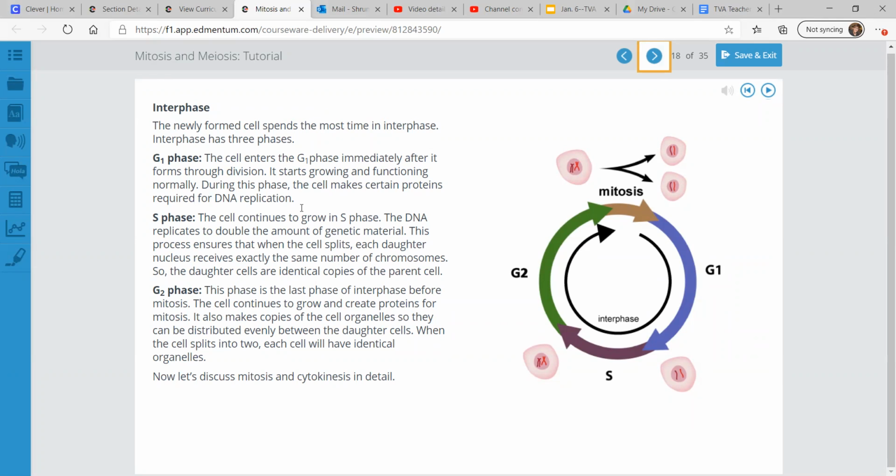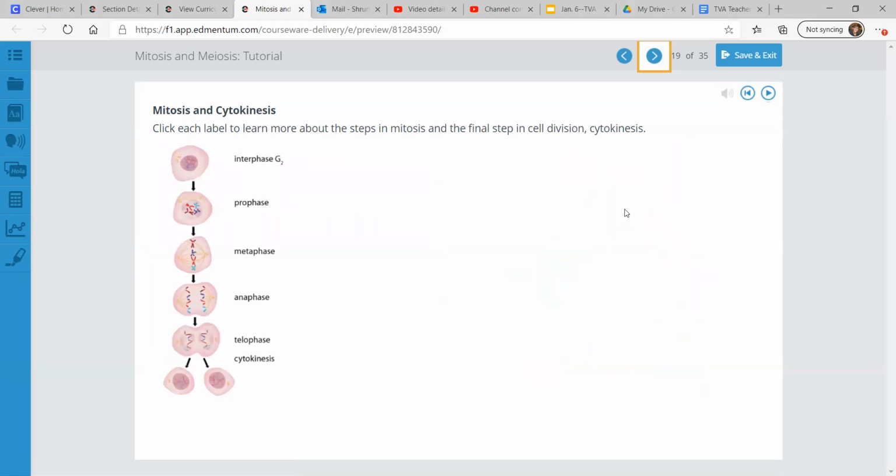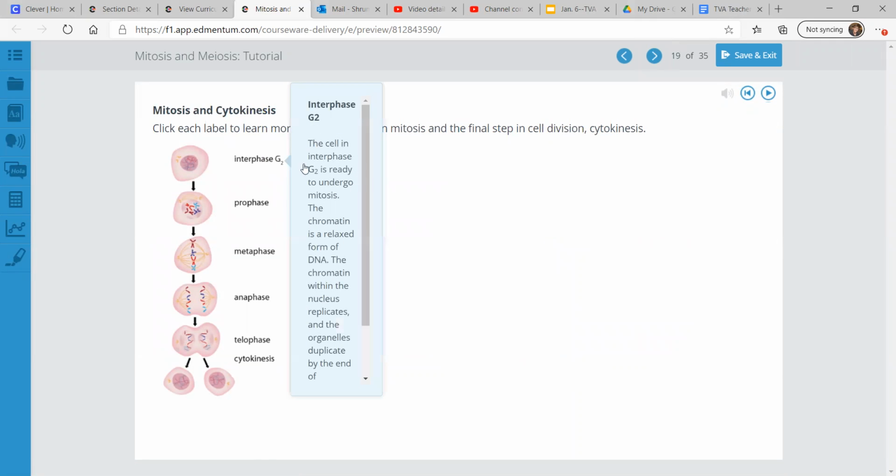This phase is the last phase of interphase, the first phase of the whole shebang. And here the cell continues to grow and create proteins for mitosis. It also makes copies of cell organelles so they can be distributed evenly between the daughter cells. When the cell splits into two, each cell will have identical organelles. So now let's get into the mitosis and cytokinesis. And we can click each label to learn more about the steps.